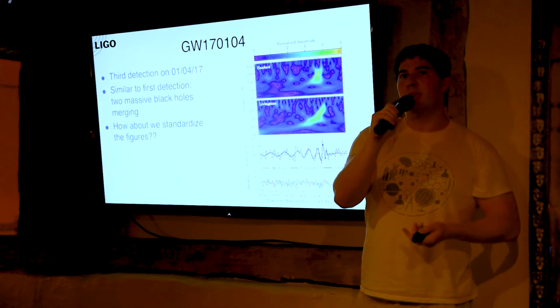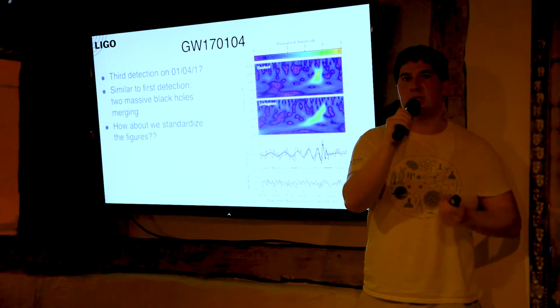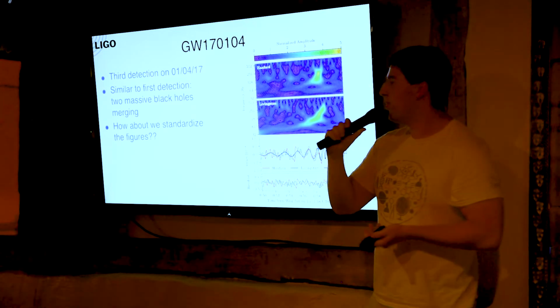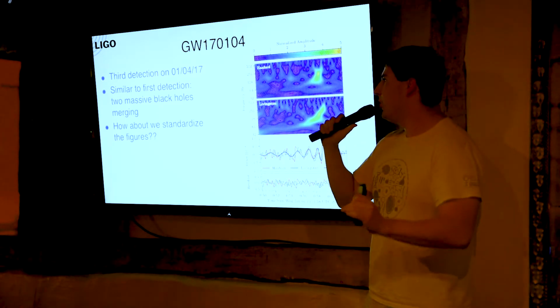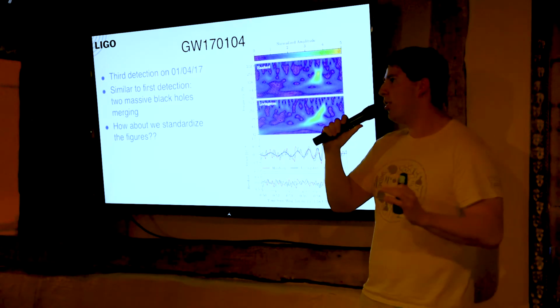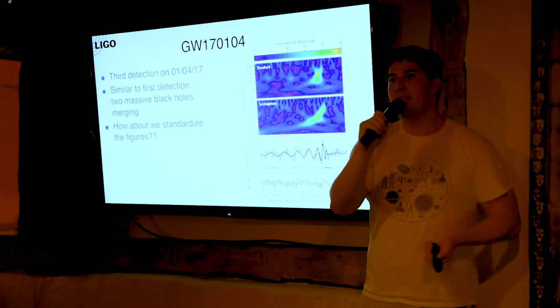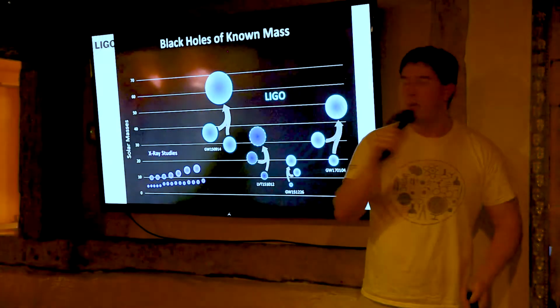Originally, LIGO was hoping to detect neutron stars, which are less massive than black holes. But right now, the sensitivity isn't as good to detect neutron stars, which are smaller, so you can only find the more massive events of black holes.